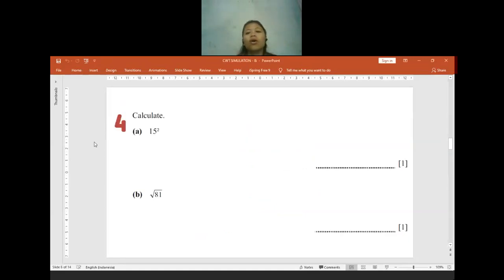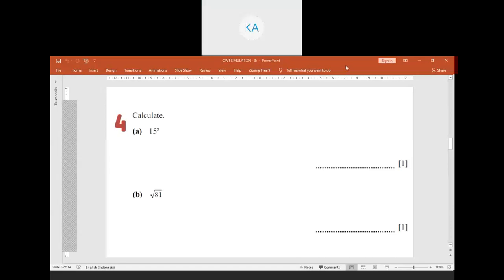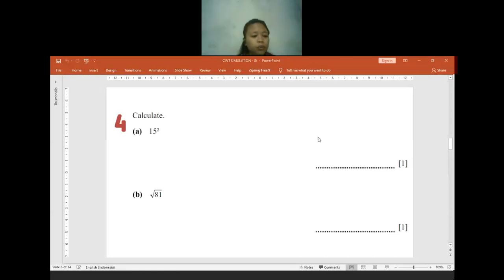How much is 15 squared? 225, correct. Is there anyone who is confused about how to get 225? Because it is squared, you have to do 15 times 15. You multiply it by itself, and you will get the result as 225. Is there anyone who is confused?